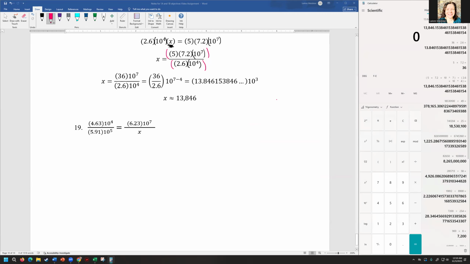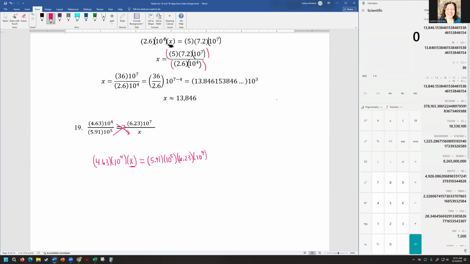Okay, so if I look at this, I've got 4.63 times 10 to the 4th going to be multiplied by my x. So that would be 4.63. I'm going to put everything in its own little parentheses just to distinguish that we're multiplying, times a 10 to the 4th and times an x. Set that equal to, we're going to do the second diagonal. I have a 5.91 times a 10 to the 5th, and then times a 6.23, and then also times a 10 to the 7th.